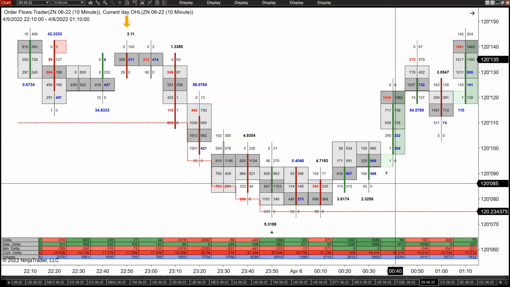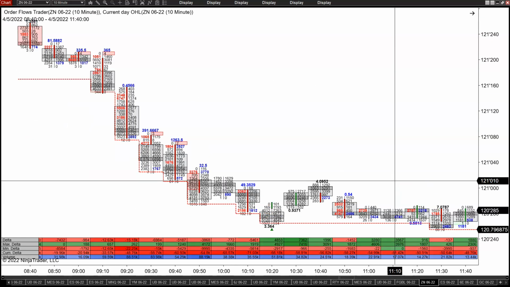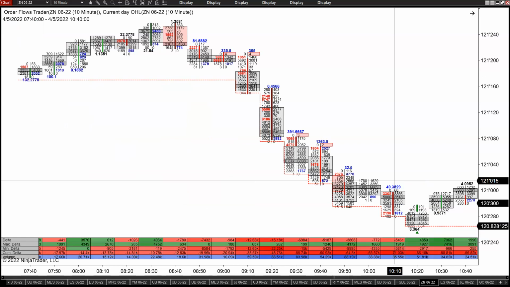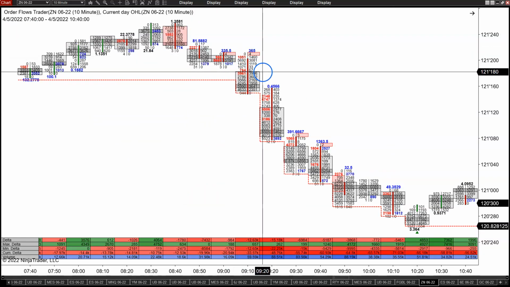You could see, it's just not for today, but you could look for them on any day. Ideally you want to see them at swing highs or swing lows. Here we are in the middle of a move down. You're seeing exhaustion prints at the top of these bars.